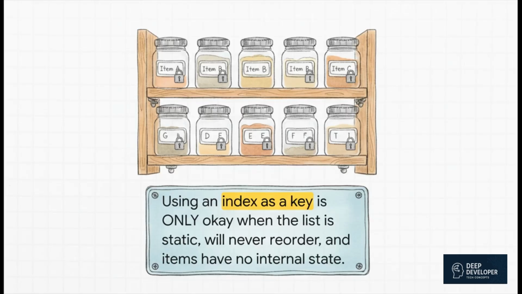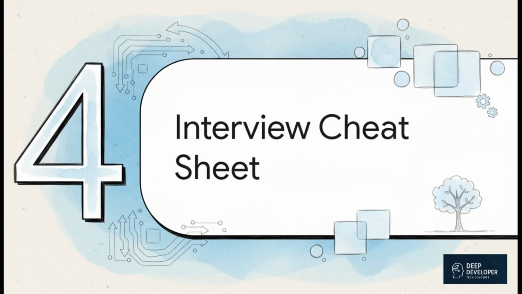Now, I will say there's one tiny exception to this rule. You can get away with using the index as a key, but only if the list is totally static. And by static, I mean the items in the list will never, ever be reordered, added, or removed. If you can guarantee that, then sure, the index is fine. But it's rare. Phew! Okay, we've covered a ton of ground.